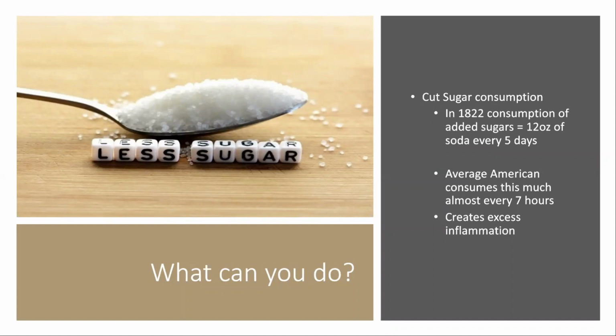I found it really interesting that in 1822, consumption of added sugars in our diet for the average American equaled about 12 ounces of soda every 5 days. Now we have so much added sugar in our foods that the average American consumes almost the same amount of sugar in every 7 hours.